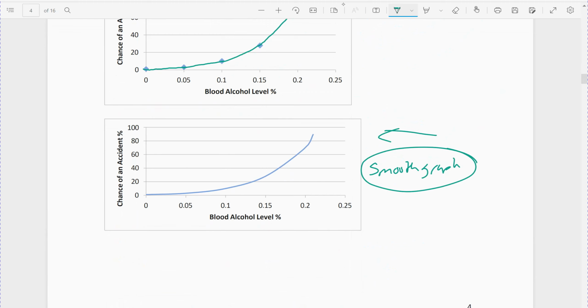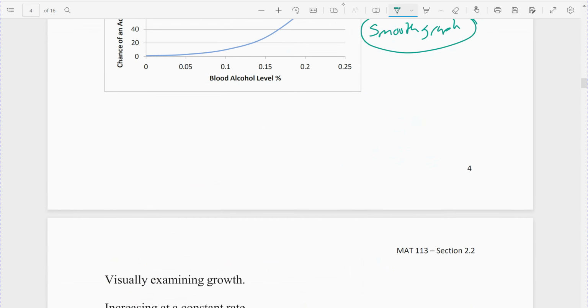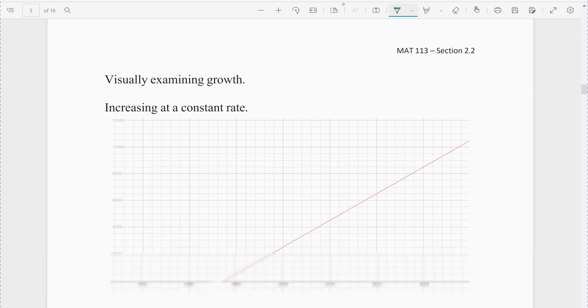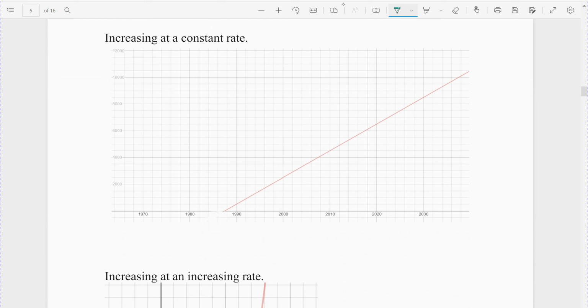We're going to go through a bunch of different smooth graphs and verbally describe the behavior of the graph. What is the graph telling us? We're going to visually examine the change, the growth, which means growth could also mean decline. It could be growth and decline, so an increase or a decrease. The first one would be a line graph.